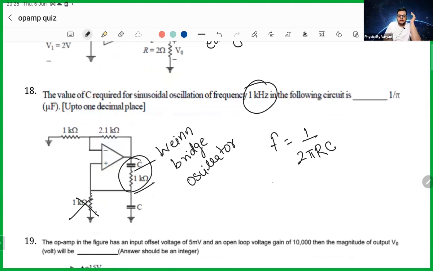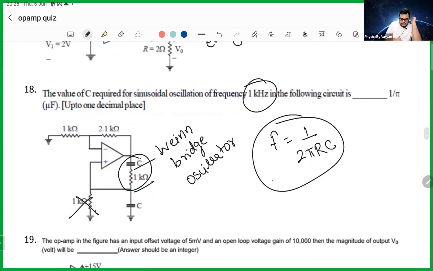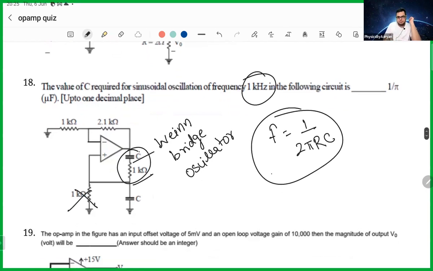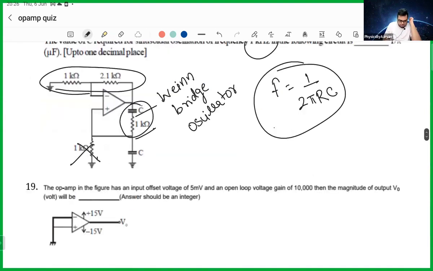If it's a Wien bridge oscillator, or a high pass filter or low pass filter, the frequency formula is this. Just apply this and you will get your answer. Don't look at this part because this is input. Yesterday also we had two inputs on the top. We did not focus on that. We focused on the RC part of the feedback. Okay, good. Then the next one.